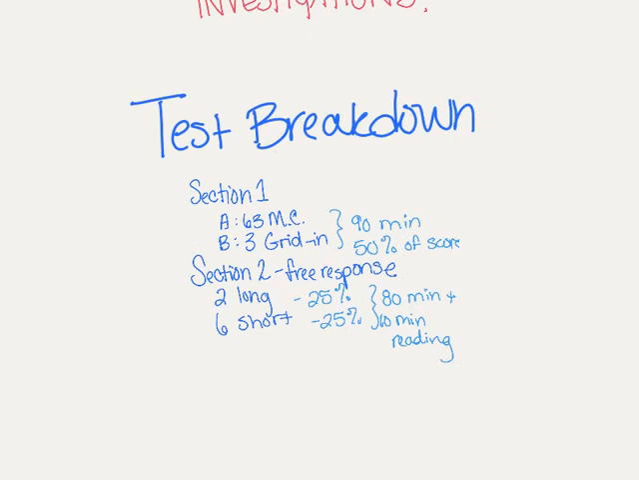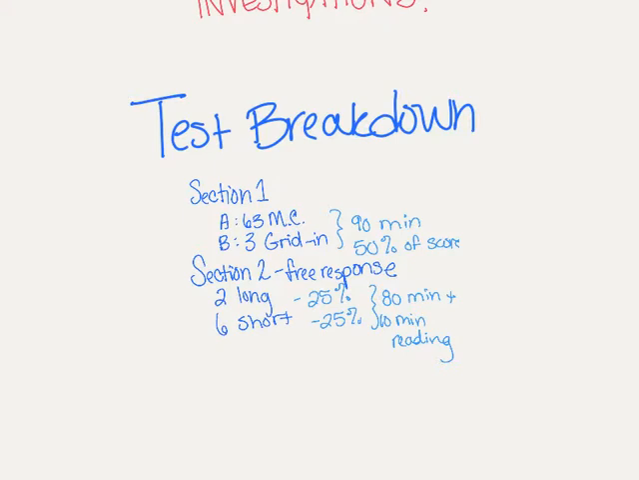So let's talk a little bit about the test itself. On test day, there are two sections. Section 1 has a total of 69 questions: 63 are multiple choice and 6 grid-in questions. So the information on your screen is wrong. But 6 grid-in questions, which means some kind of mathematical basis, and we're going to need to spend a lot of time talking about what that math is. You have 90 minutes for that, and that counts as 50% of your score.